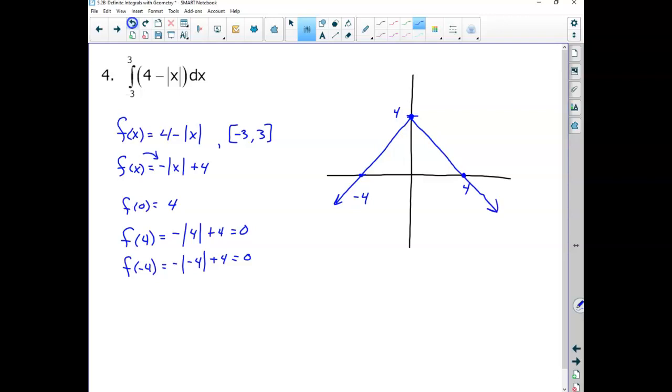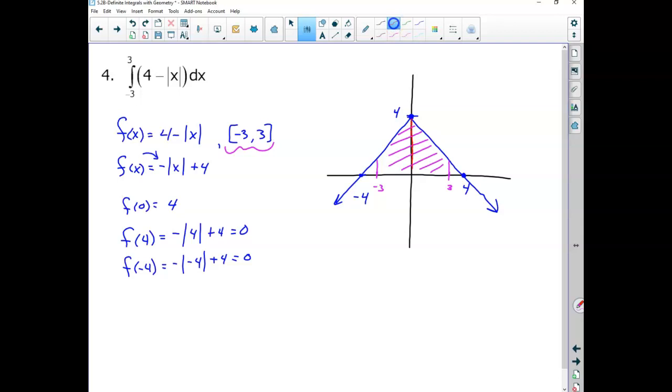Except I am looking for the area from -3 to 3, not -4, so it's not a triangle. Here's -3, and here's +3. I'm trying to find the area of this tent. It looks like a cute little tent there. Again, there's a couple ways to do this. I could use symmetry, because this is very symmetrical.